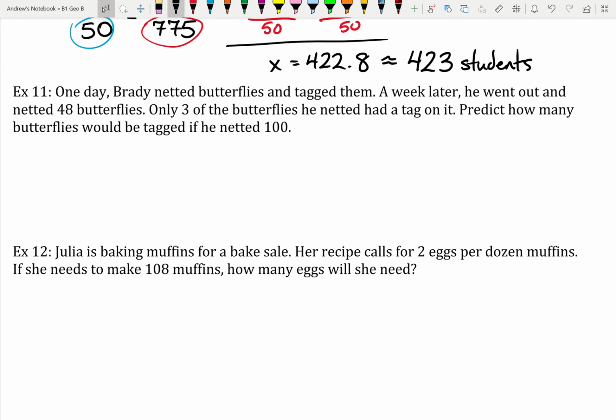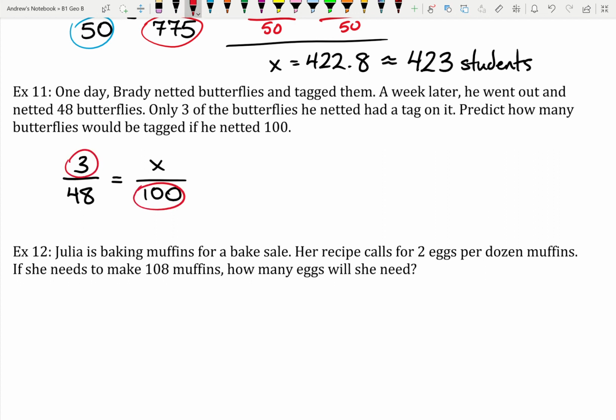All right, so again, we're going to figure this out. Brady netted 3 butterflies with a tag out of the 48 that he grabbed, so that's 3 out of 48. We're trying to figure out how many he'd get if he netted 100. So some number would have tags out of 100 if he grabbed that many. And again, we're going to set these equal because we're going to assume that the ratio would stay the same between these two situations.